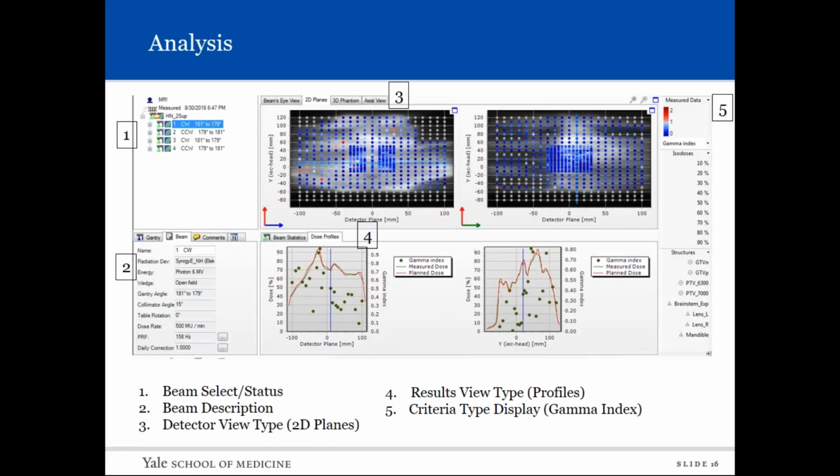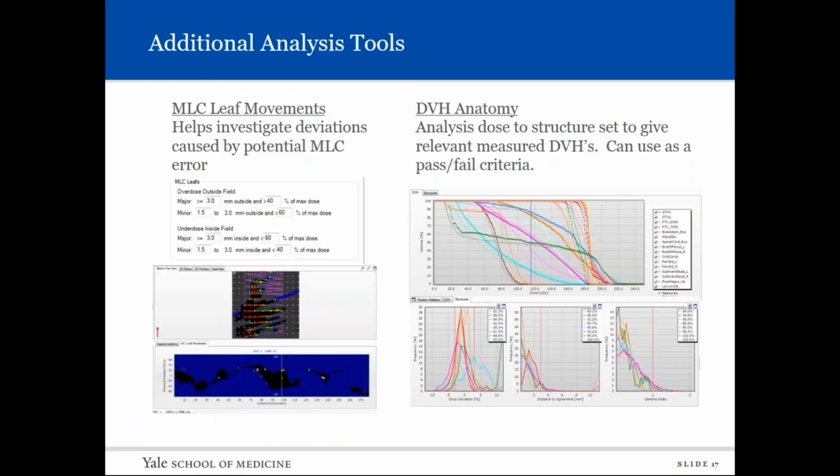So that's just a very general introduction to it and some of the analysis tools. There are some higher fidelity uses that are really helpful. Two of the major ones are the MLC leaf movement calculator. This just helps show where dose deviations are, and they correspond back to your MLC file. If dose is a little too high coming below one of those leaves, it might mean the leaf's too far open. If it's too low, it might mean the leaf's too far closed.